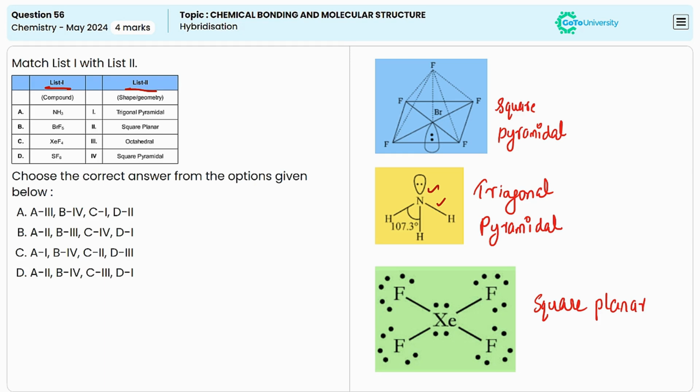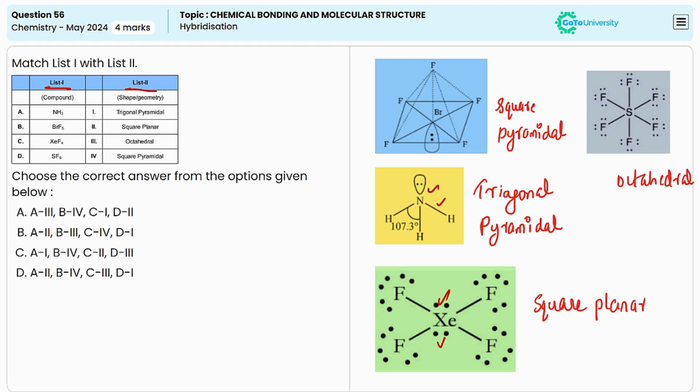And the third one is XeF4. Here Xe is the noble gas with 8 electrons in its last shell. Among the 8 electrons, 4 will be utilized to make 4 covalent bonds with fluorine atoms. And 2 electron pairs will remain unbonded, and they are called 2 lone pairs of electrons. Due to the lone pair lone pair and lone pair bond pair repulsions, the geometry is square planar.